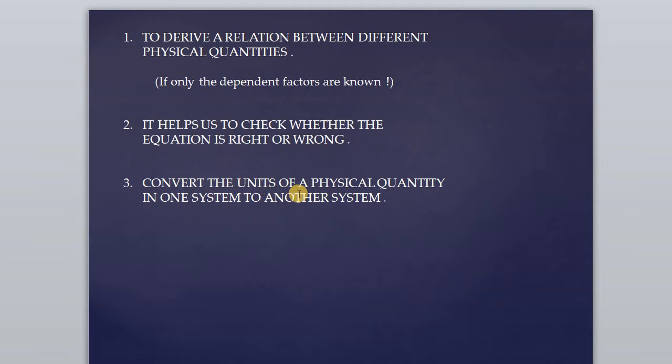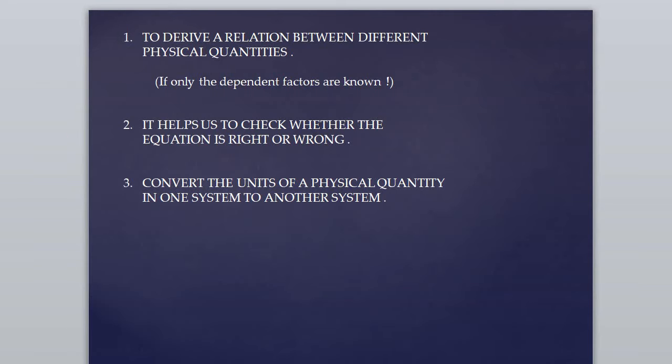The third one is to convert the units of a physical quantity in one system to another system. What does that exactly mean? That means if one physical quantity is measured in CGS units, we can convert it easily to SI units. I will show how.